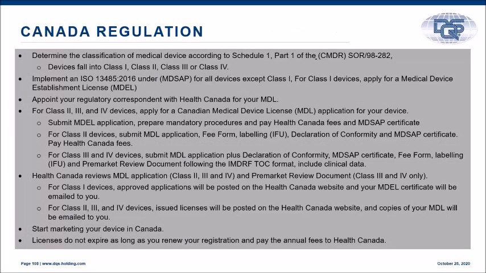For Canadian regulation, you need to have your product license there. So you need to have an establishment license and then also your product license. So you need to have these things applied. Same again: classify, submit, get your license. In order to do that, you also need to provide your MDSAP certificate.